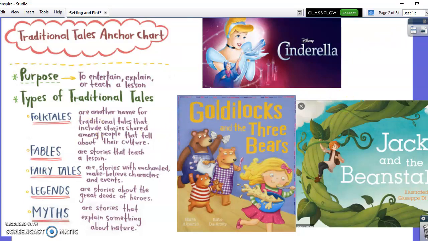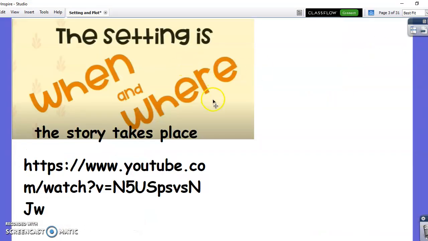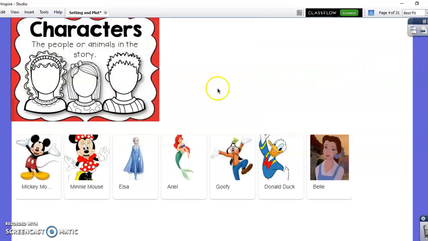So, also some important parts. We're talking about story elements. One thing very important in a story is the setting, of course. The setting of a story is when and where the story takes place. Here's a video if you'd like to watch it. I've embedded it in Google Classroom. There are 2 videos about story elements if you'd like to watch them, but I'll show you later how to access them.